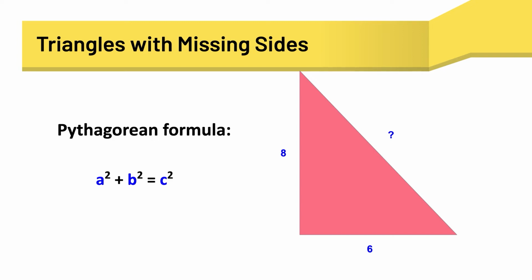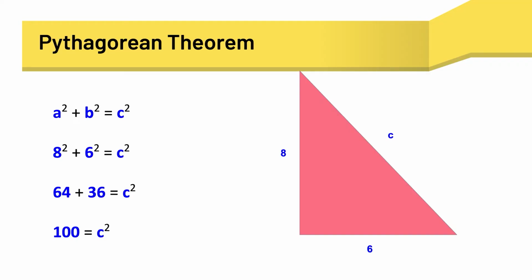When you use the Pythagorean Theorem, the long side of the triangle is always C. The other two sides, called legs, can be called A or B. It doesn't actually matter which. Isaiah substitutes what he knows into the formula. The legs are 8 and 6. 8 squared is 64. 6 squared is 36. These add together to make 100.